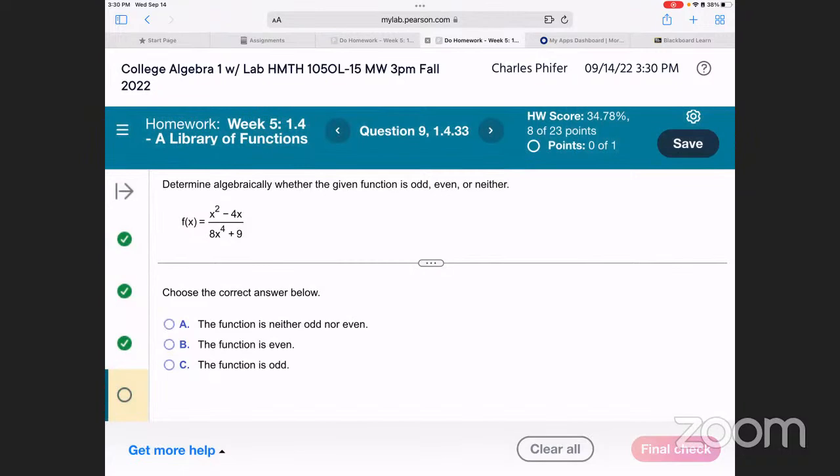All right, this looks like a good one. Determine algebraically whether the given function is odd, even, or neither. Okay, so let me start by getting a copy.